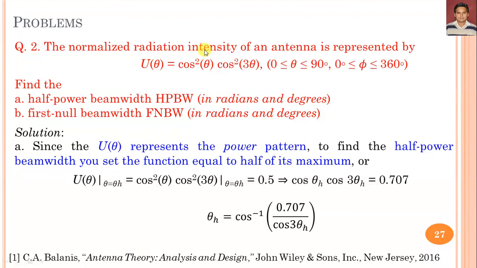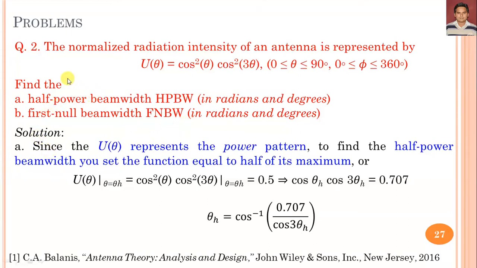The radiation intensity function is given, which is equal to cos square of thrice theta, cos²(3θ), where theta varies from 0 to 90 and phi varies from 0 to 360. In that case we need to calculate the half power beamwidth and first null beamwidth.